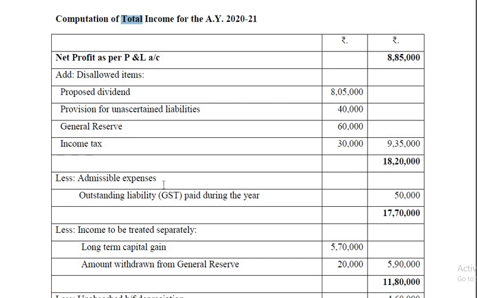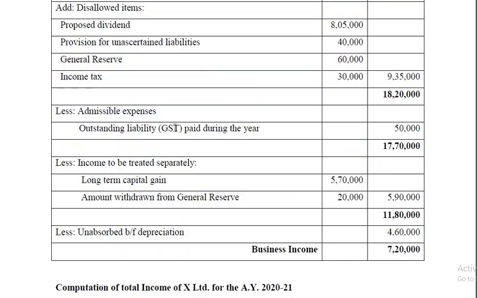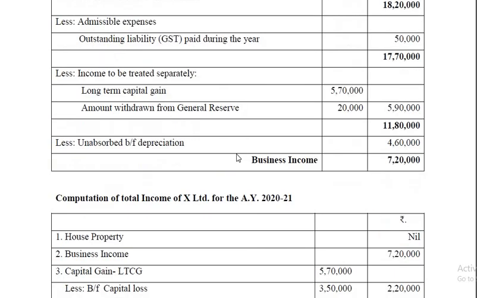Now, less admissible expenses. Only one item is there, that is GST of last year paid during the year. So on payment basis that is allowed to be deducted, 50,000. So 17,70,000. Then on the credit side of the profit and loss account, you find these two items which are not allowed. Rather, they have to be taken separately.